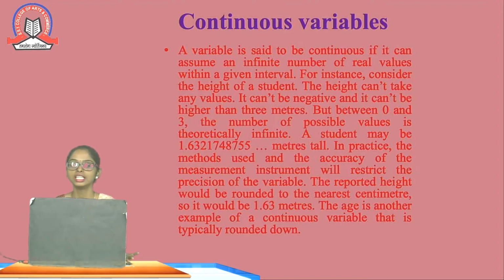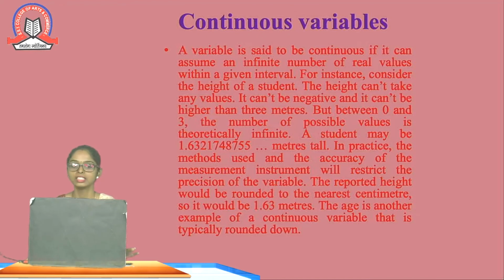Consider the height of students. The height can't take any value. It can't be negative and it can't be higher than 3 meters. But between 0 and 3, the number of possible values is theoretically infinite. A student may be 1.63, 2.174, 8.755 up to infinite meters tall.